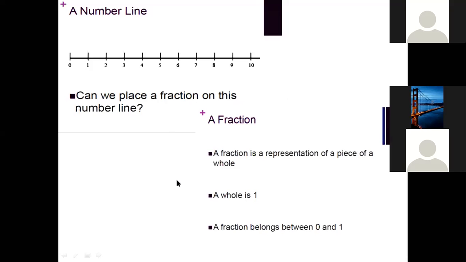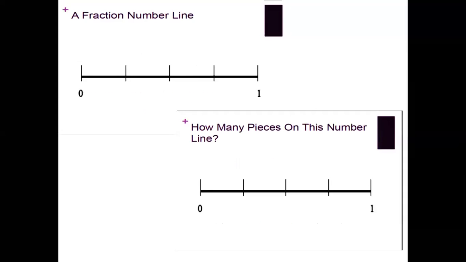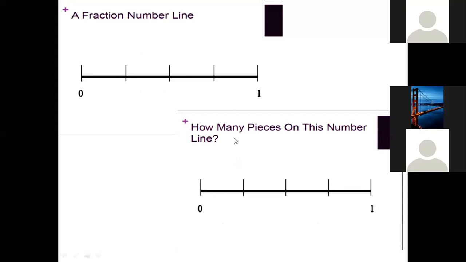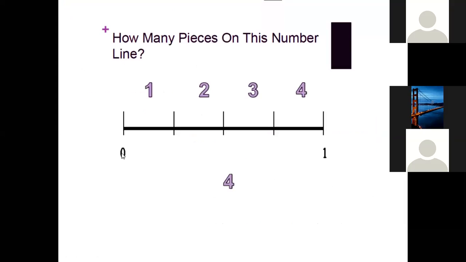Now, a fraction is a number in between 0 and 1. How can I represent it? Guys, we talked about the usual fraction last time. Now, for a fraction on the number line, how many pieces are on this number line? There's 1, 2, 3, 4. So each part of these is called a fourth. So the distance in between 0 up to 1 has 4 parts. Each one represents a fourth.